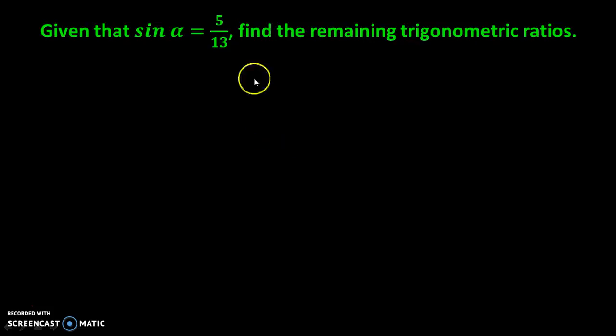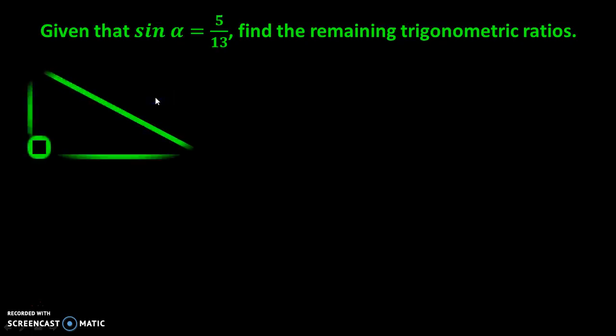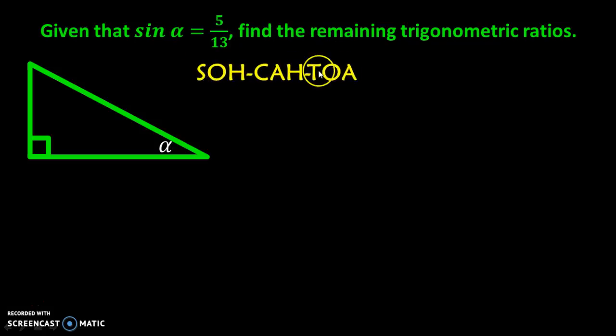What if you are only given one trigonometric function and you are to find the remaining trigonometric ratios? How do we do this? First, let us draw a right triangle. And this is the angle here. You have to remember the device, the SOHCAHTOA, that is the sine function here. So we have opposite and hypotenuse. Its opposite is 5 and the hypotenuse is 13.